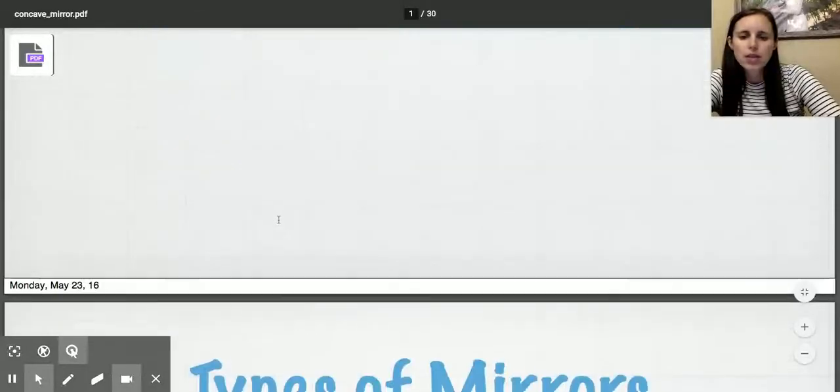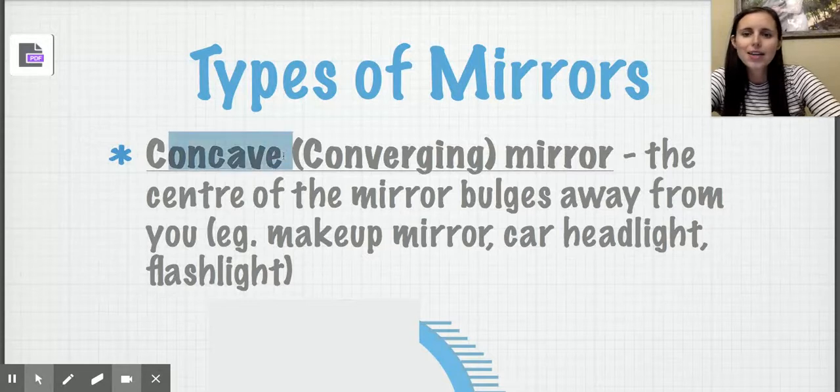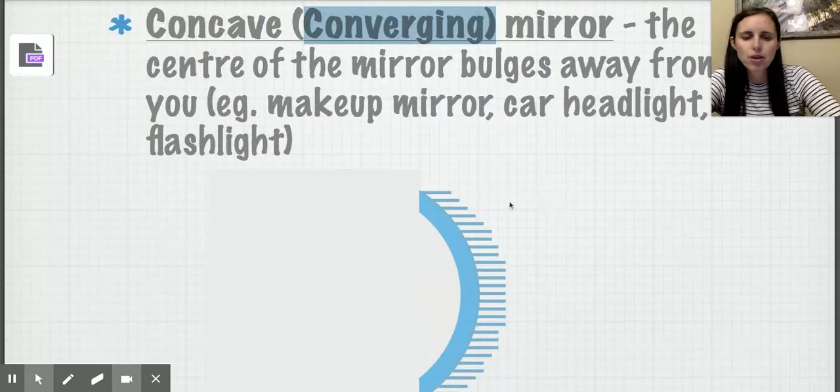We're going to start with an introduction, with the different types of mirror. The first type of mirror that we're going to look at, we call it a concave mirror. It can also be called a converging mirror. So we've got a picture here of our concave mirror. I always like to remember it because it kind of looks like a cave.